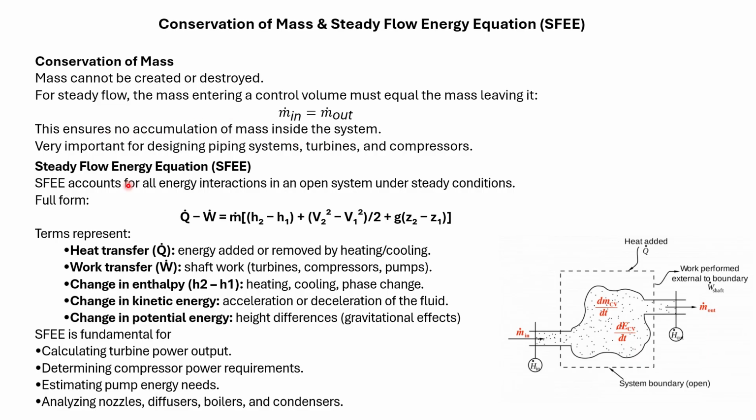Now we have a very important equation. This equation is called the steady flow energy equation. This equation is fundamental for determining turbine power output, estimating compressor work requirements, calculating pump energy needs, and analyzing nozzles, diffusers, boilers, and condensers. In the diagram shown, it includes different energy arrows, heat, work, and fluid streams, illustrating how multiple forms of energy enter and leave the system at the same time. This helps explain the different components of the steady flow energy equation.